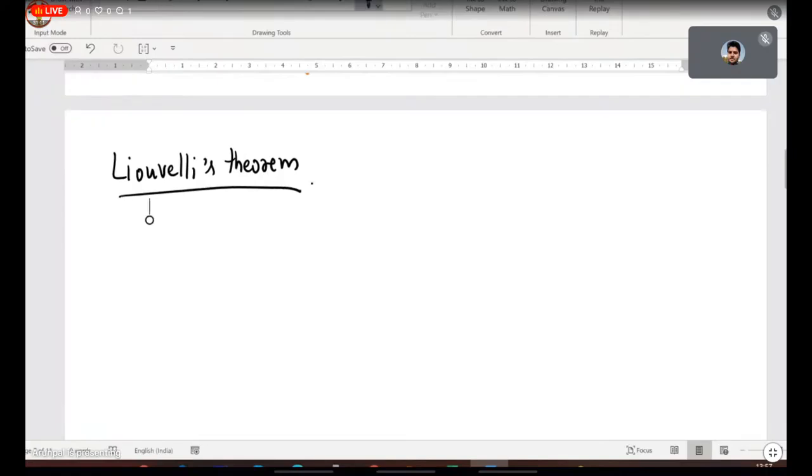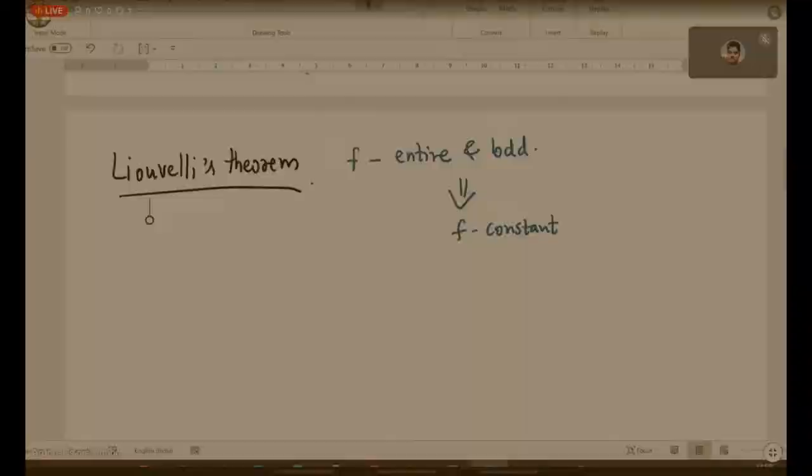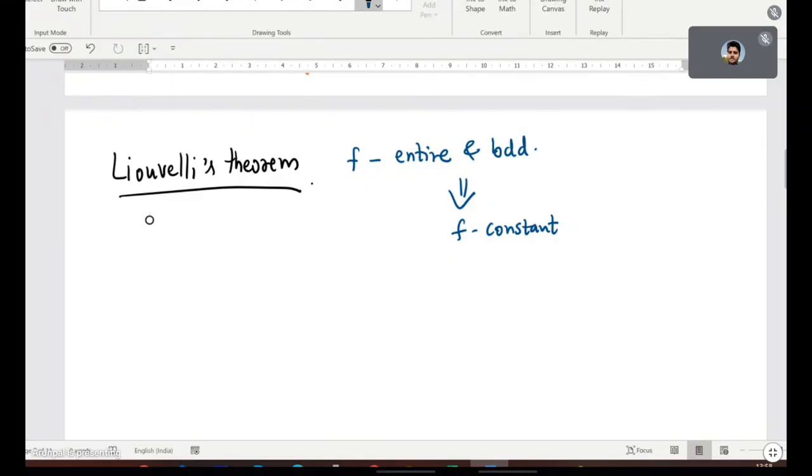So class, if f is entire and bounded, then the theorem says that f must be constant. Is this okay, class? Yes, sir.